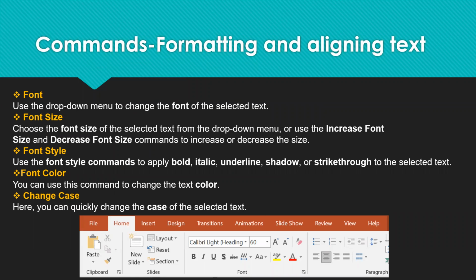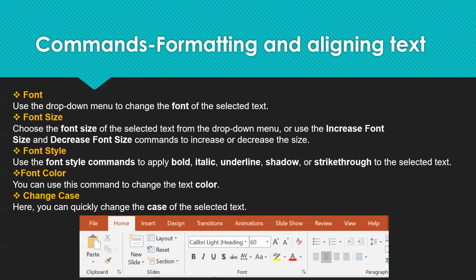Font: use a drop-down menu to change the font of the selected text. Font size: choose the font size of the selected text from the drop-down menu, or use the increase font size and decrease font size commands to increase or decrease the size. Font style, font color: you can use this command to change the text color, change case.